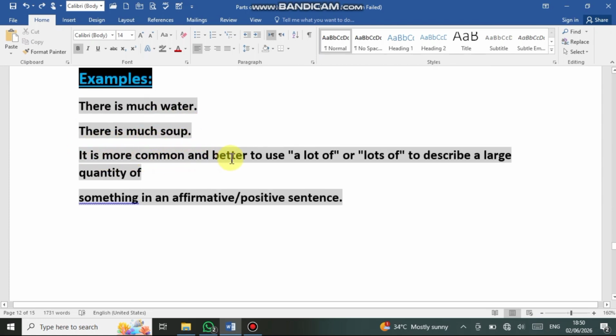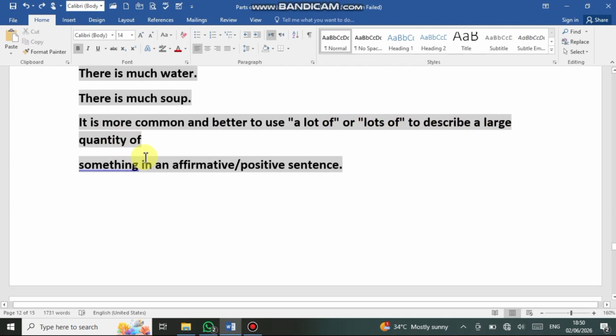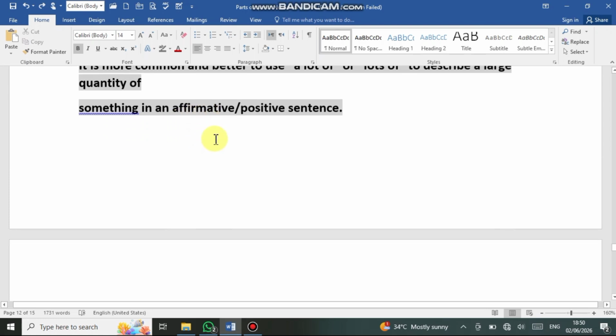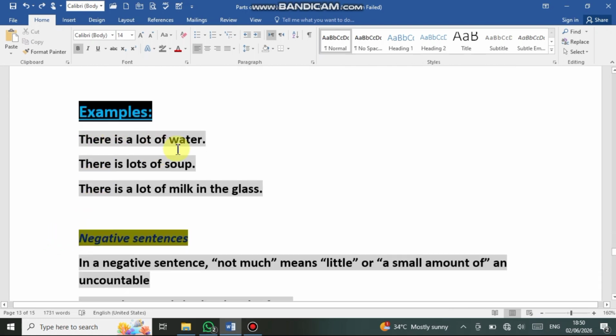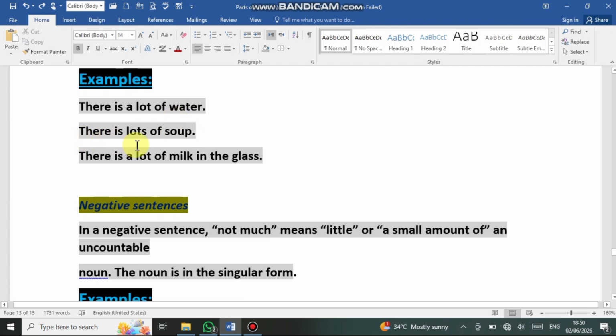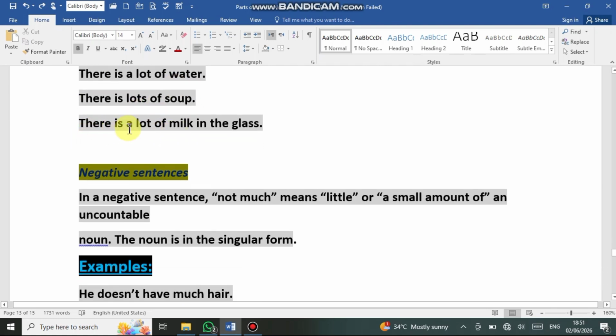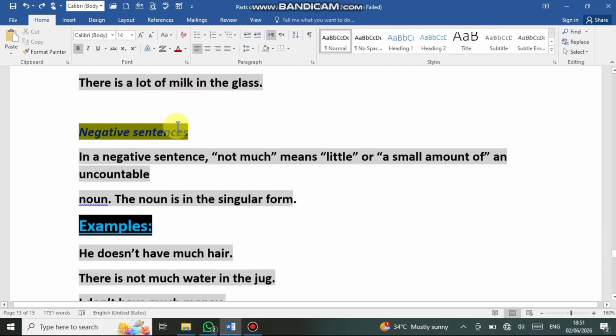It is more common and better to use a lot of to describe a large quantity of something in affirmative sentences. Examples: there is a lot of water. There is a lot of soup. There is a lot of milk in the glass.